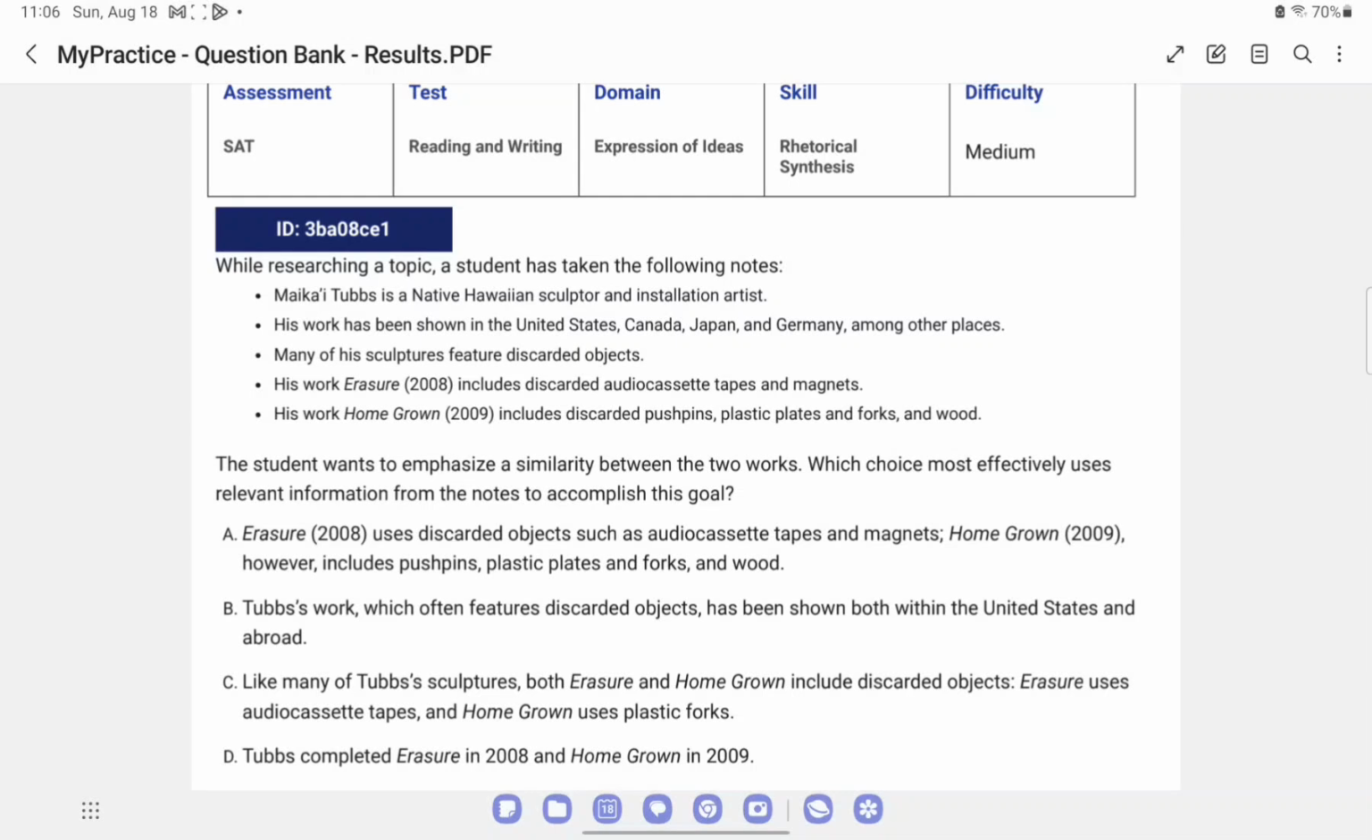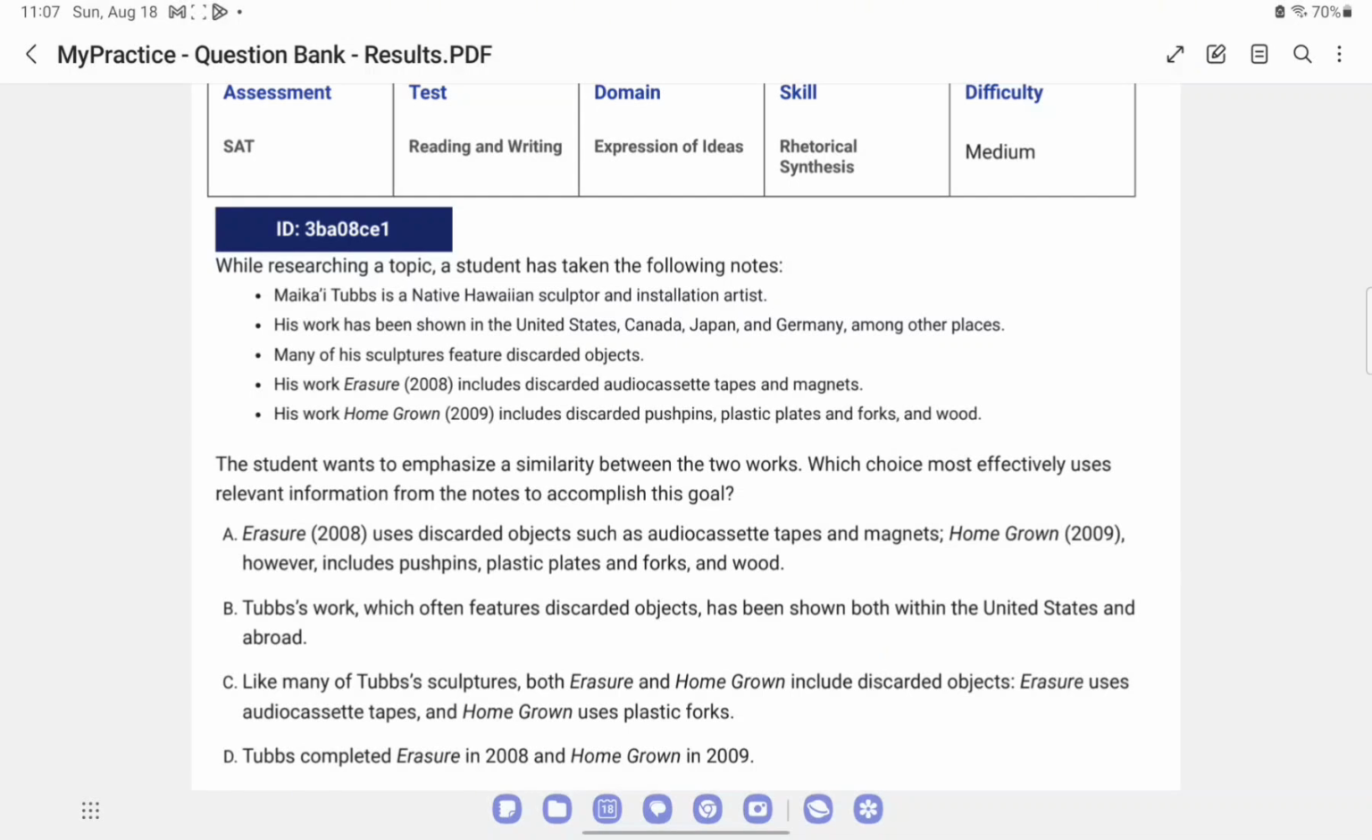B: Tubbs's work, which often features discarded objects, has been shown both within the United States and abroad. That's not talking about the two works. That's talking about all the works of this artist. C: Like many of Tubbs's sculptures, both Erasure and Homegrown include discarded objects. Erasure uses audio cassette tapes and Homegrown uses plastic forks.